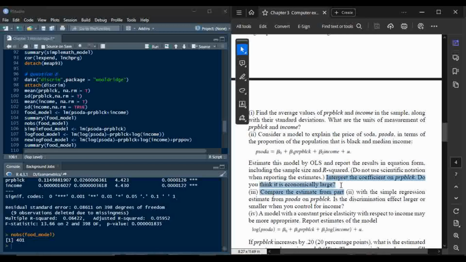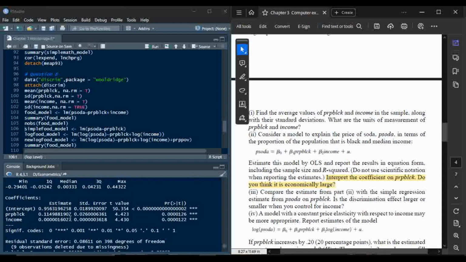Interpret the coefficient on proportion black, and do you think it is economically large? So the coefficient on proportion of black is 0.114. It is almost equivalent to 0.115. So it says that if proportion black increases by 10 percentage points, the price of soda is estimated to increase by $0.0115, or about 1.2 cents. So it is not large.